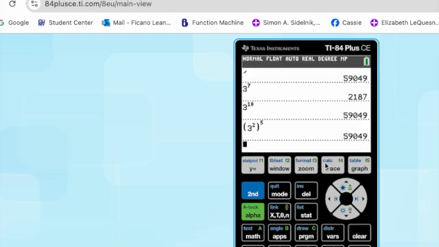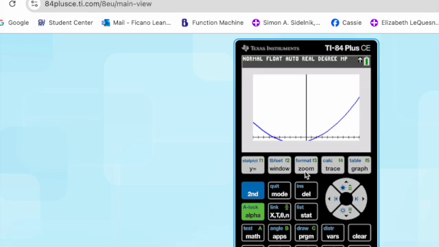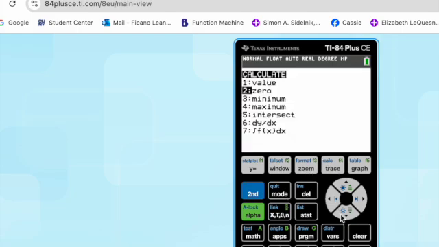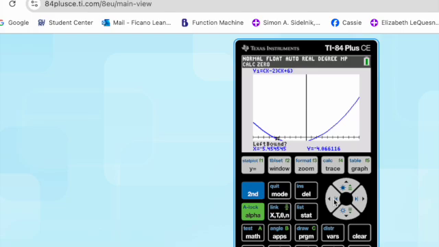What did I do wrong? Graph, calculate, 0. So we have our left bound, our right bound. Oh, I might not have done the bounds correctly, and now I'm going to guess. All right, and it tells me at -6, 0, right? I have an intercept here. So that would be my first one.